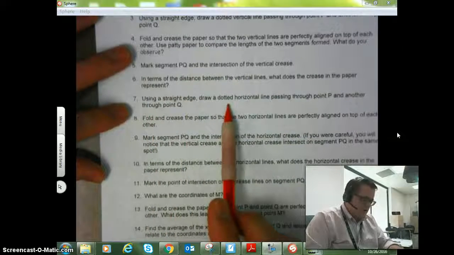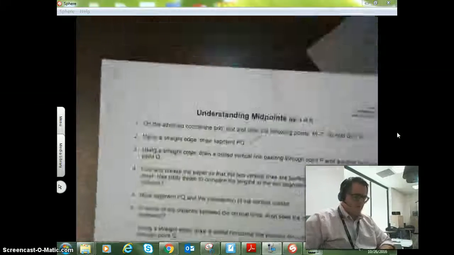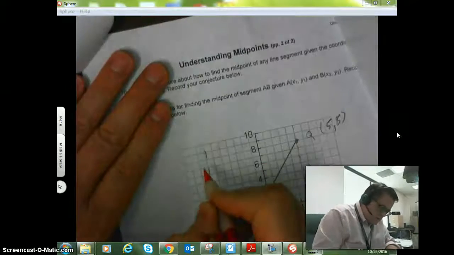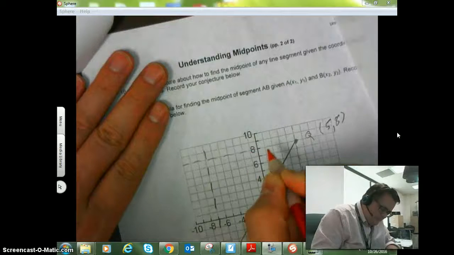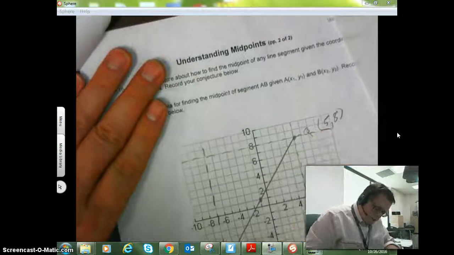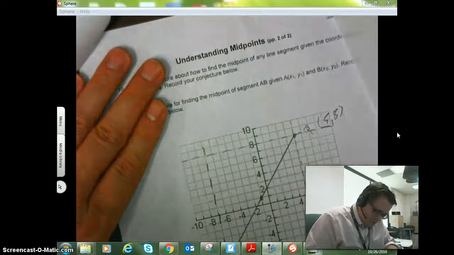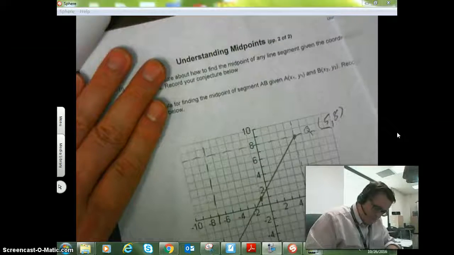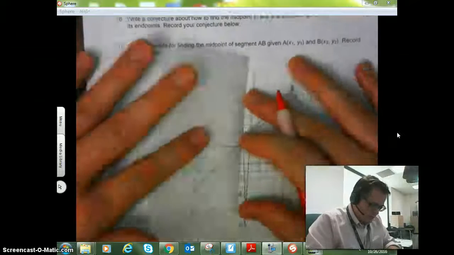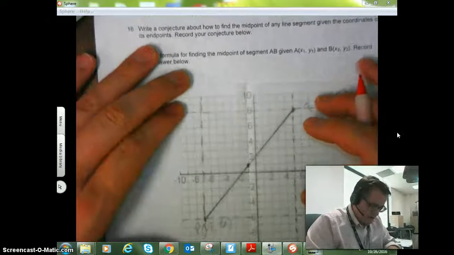Okay, so using a straight edge, draw a dotted horizontal line through P and Q. Okay, so let's do that now. Dotted horizontal line through P and Q. And I do want that on my patty paper also.